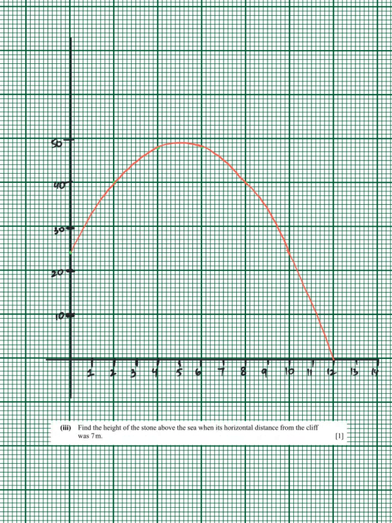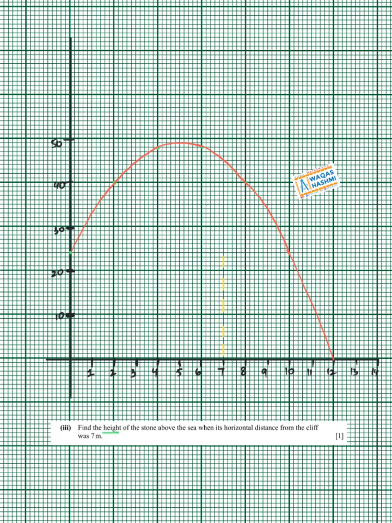In the next part it says find the height of the stone above the sea when its horizontal distance from the cliff was 7 meters. Alright, so you need to find the height. Height means that you need to find the value on the y-axis, and distance means that you have the value on the x-axis, right? So when x is 7 meters, I need to draw the line here. At x equals 7, draw a dotted line like this one.